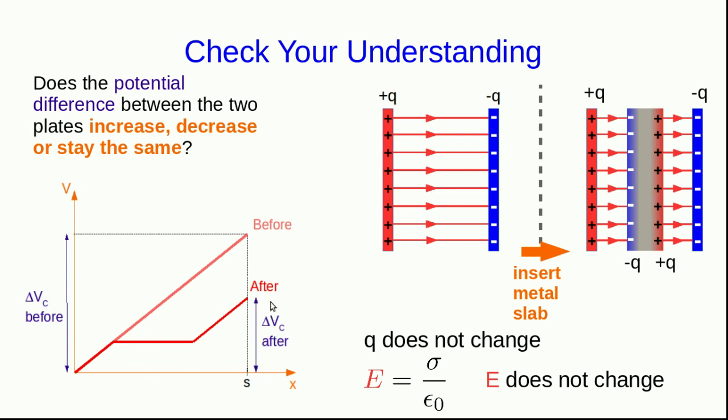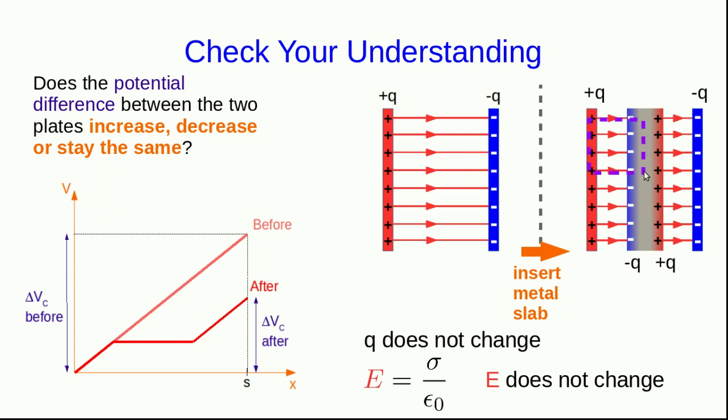And so you can see that after we insert the slab, the potential difference across the plates has to decrease. By the way, I told you that the charge on the surfaces of the slab must be the same as the charges on the plates. How do we know that? Well, there are a lot of ways of seeing it, but an easy way is to draw a Gaussian surface.